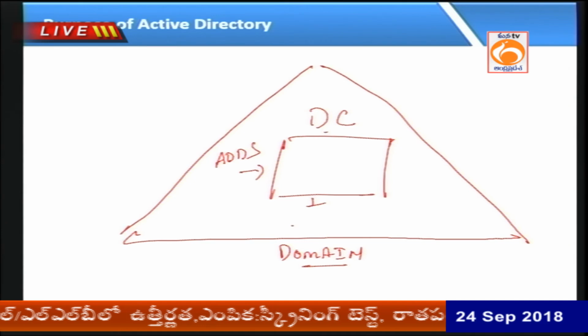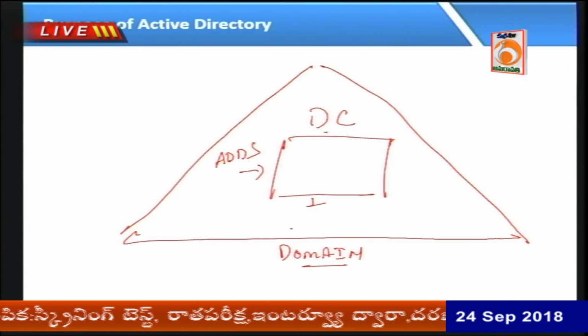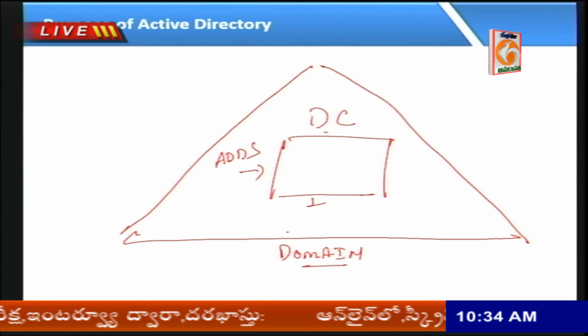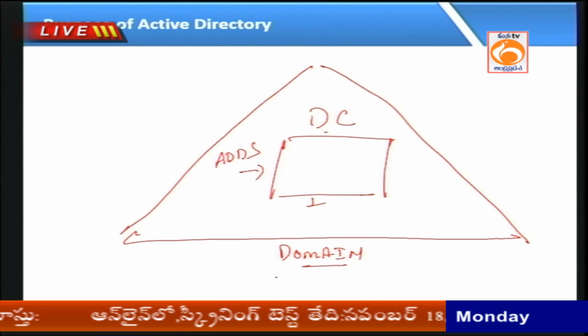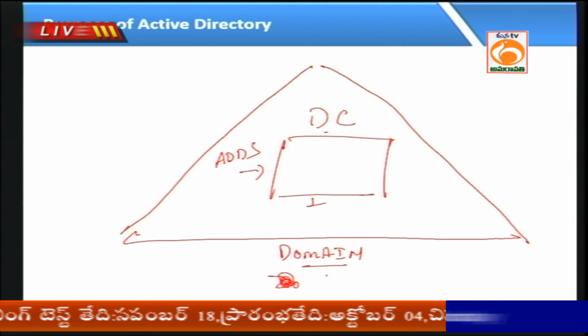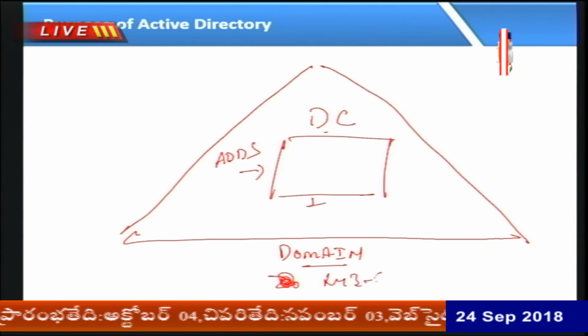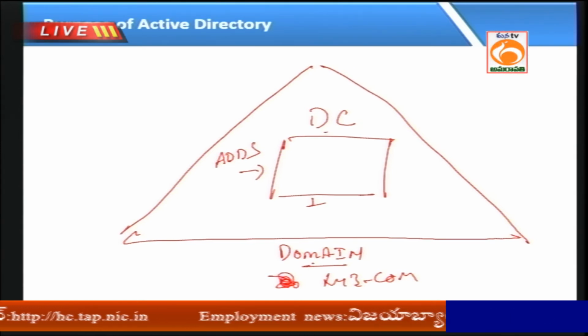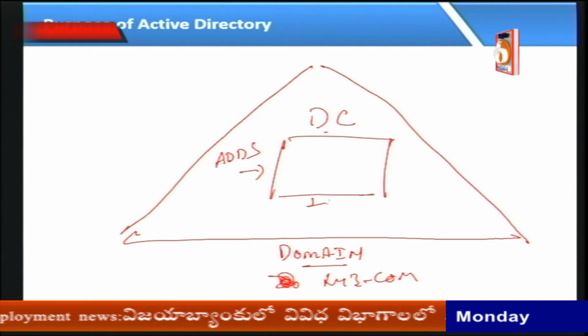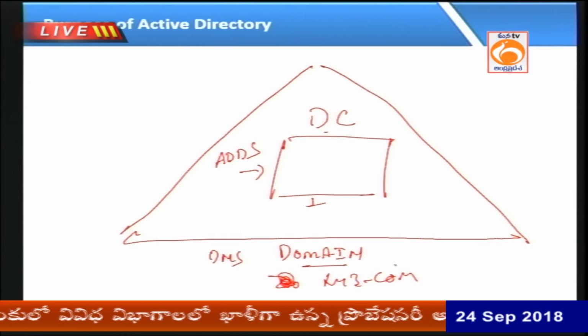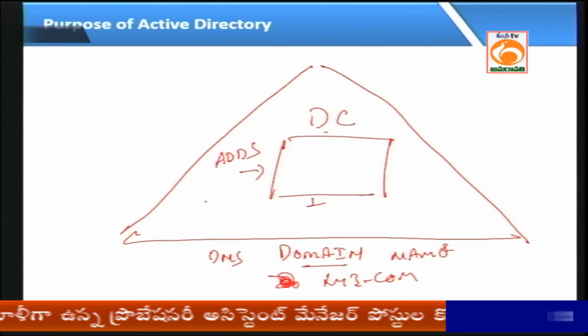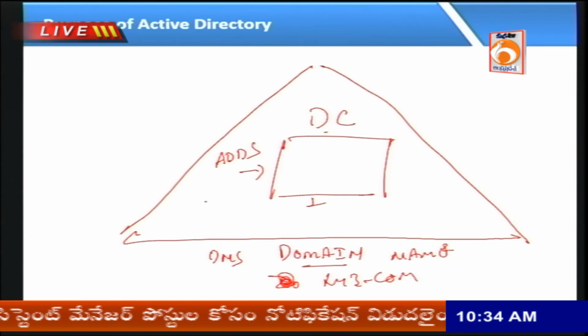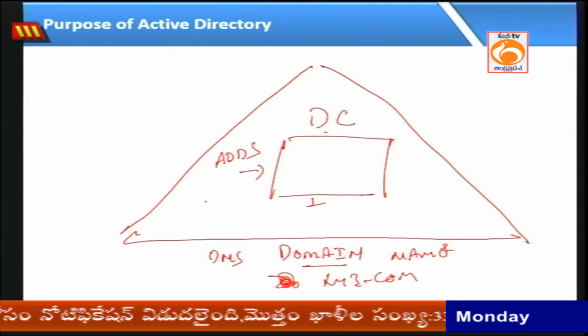Whenever I draw a triangle, that means I am talking about a domain. Domain is represented with the help of a triangle. Domain has a name, for example, let us say xyz.com. Your company name .com is nothing but the domain name. It is called the DNS domain name. A DNS domain name is nothing but a name with an extension. Microsoft.com, Facebook.com, Google.com, all these are called DNS domain names.